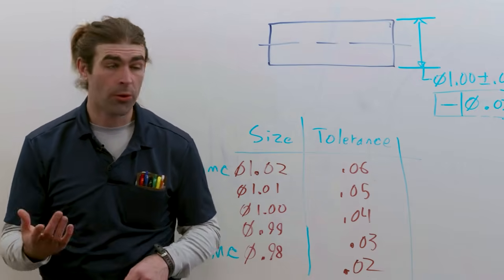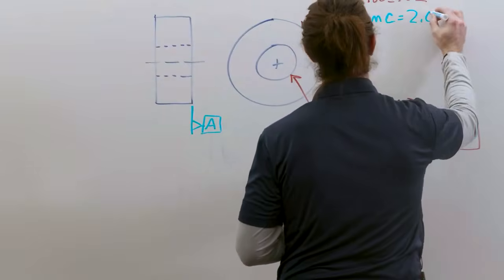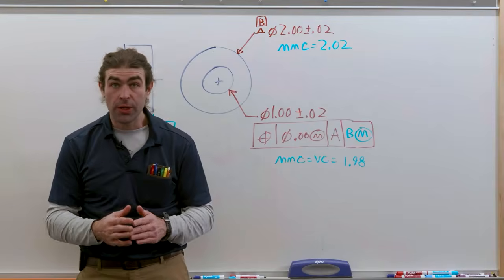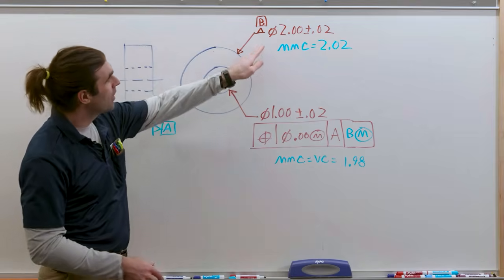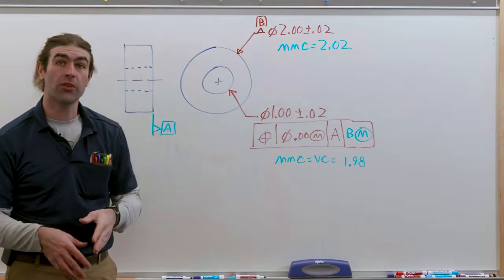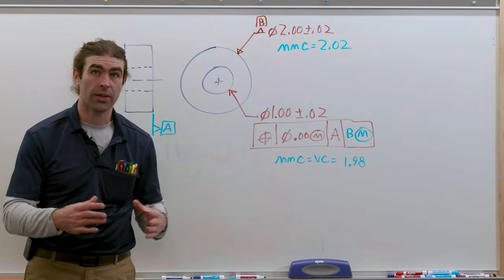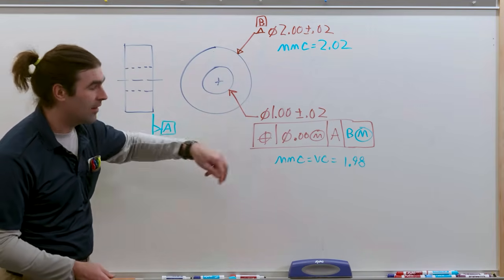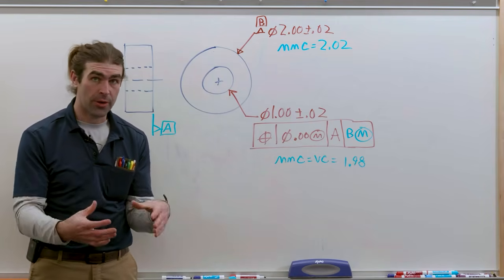So let me get this drawn up on the board. So I've got a drawing on the board here. We've got a donut shape with 2 dimensions applied to it. The outside diameter is identified as a datum with a size tolerance of 2 inches plus or minus 20 thousandths. The MMC of that feature is 2.02, the largest it can be. We've got an internal diameter with a size tolerance and a position tolerance. So we're positioning the smaller hole to the outer diameter.